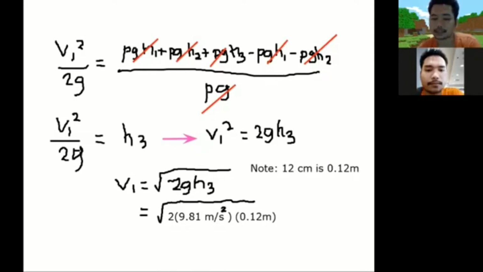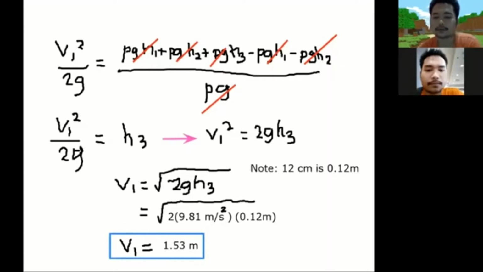our height is 0.12 meter to match the gravity, which is in meters. So if we consider centimeters, we might also consider converting the units. So the answer for the velocity is 1.53 meters per second. So we accomplished finding the velocity.